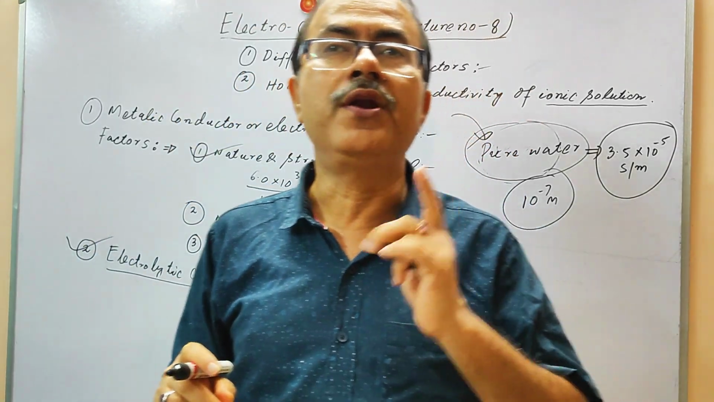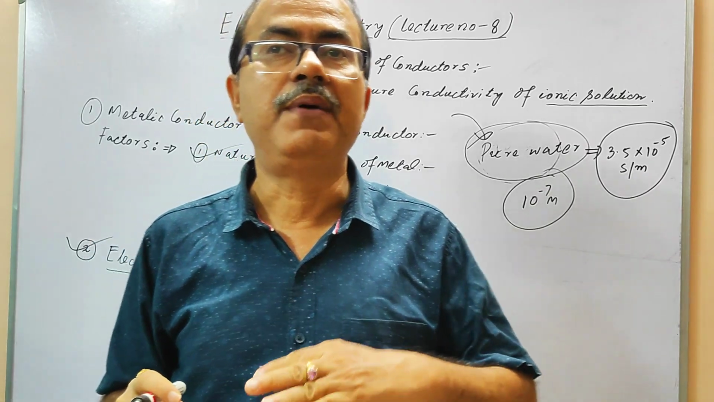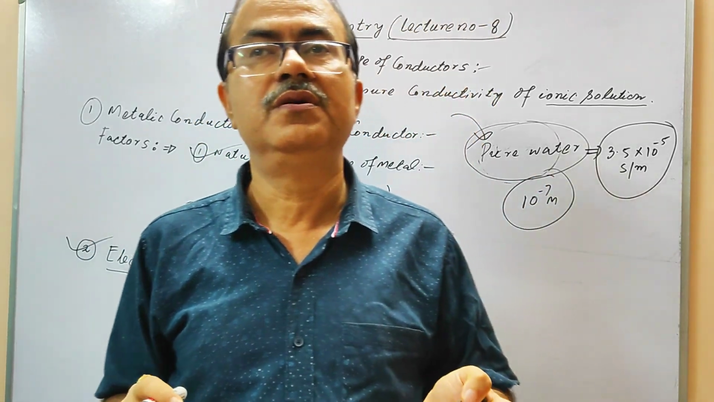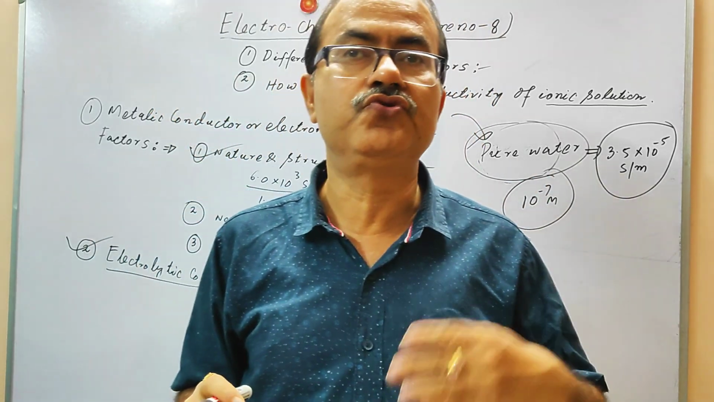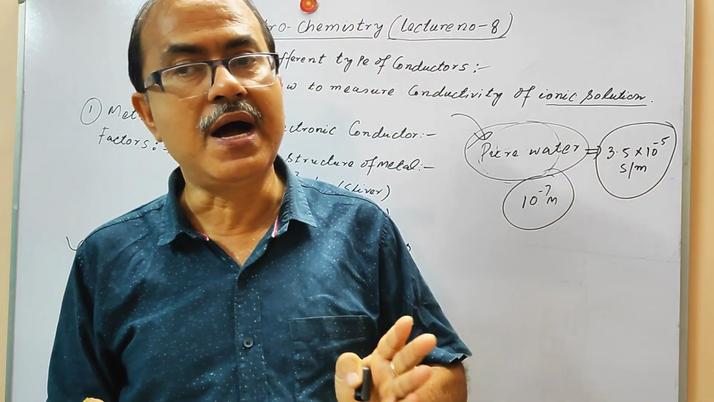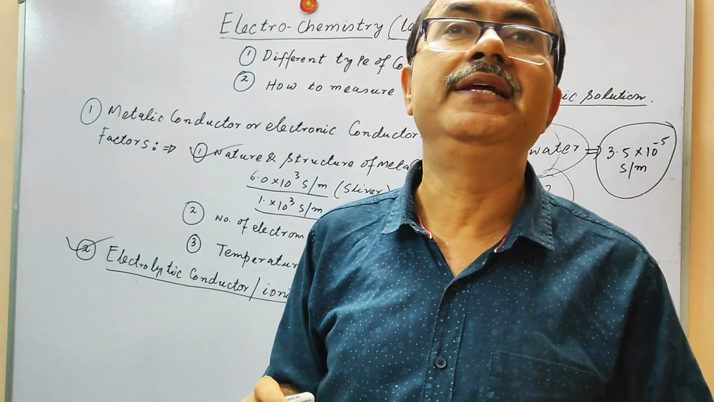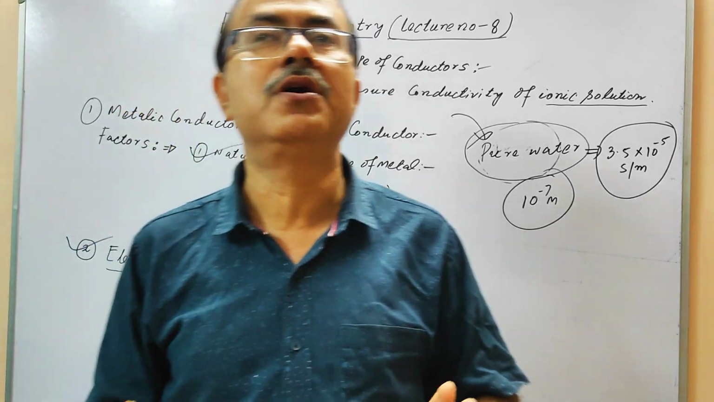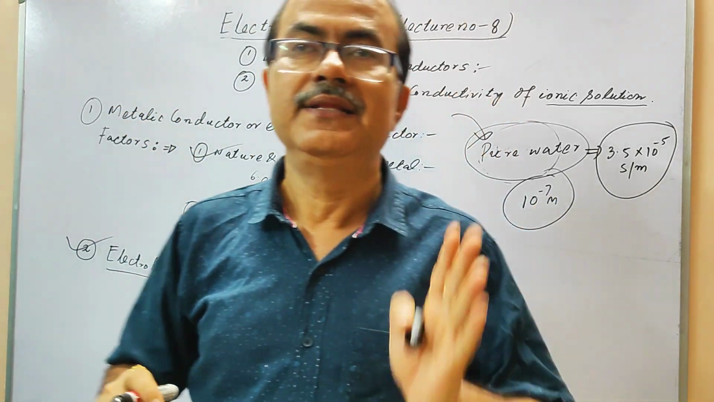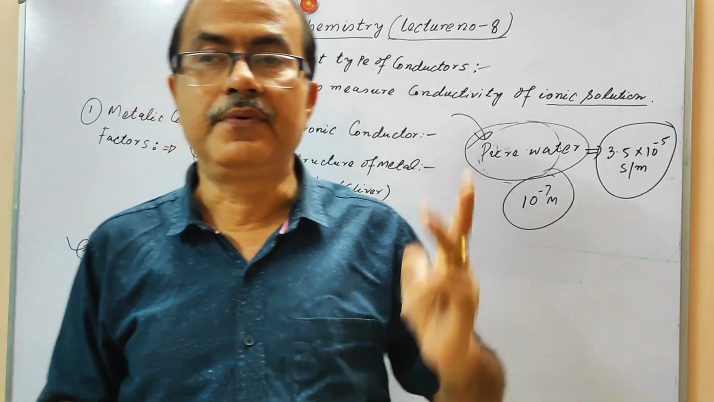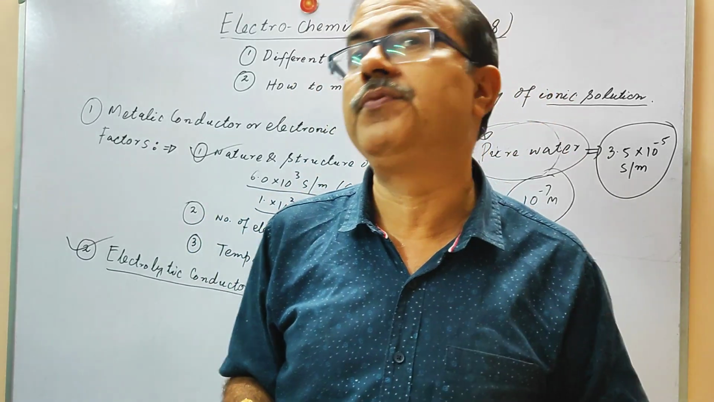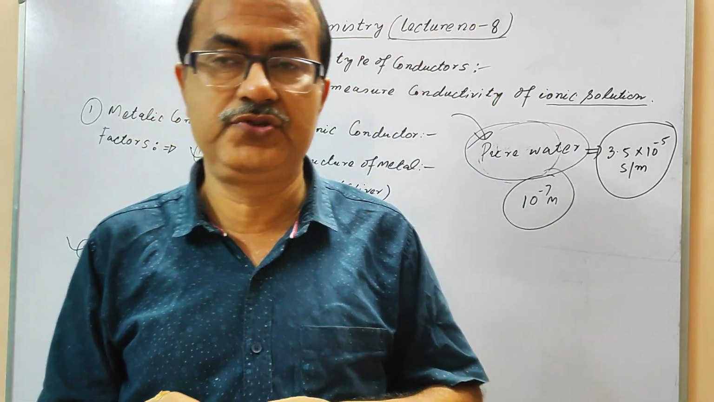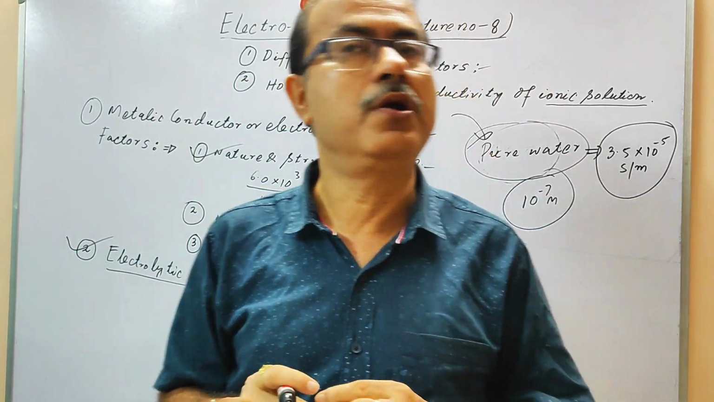And this type of conductivity by the ions that are in the solution after dissociation is called the electrolytic conductor. In this conductor you will find that there is a flow of electron by the ions. This is called electrolytic conductors.